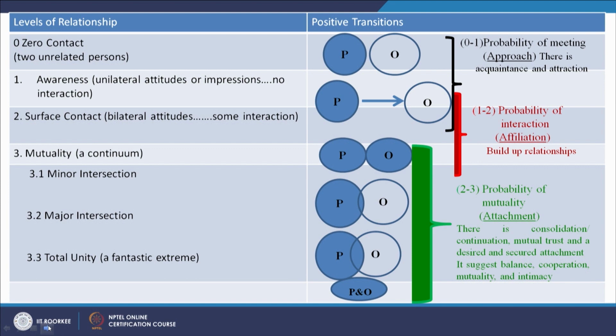But when they come into interaction with each other, they have an approach for how to interact and how to exchange information with each other. So, from a zero contact where two people are unrelated, there is a probability that the two people will approach each other and there will be a kind of awareness in that environment, and that awareness will lead to acquaintance and attraction. Now, this awareness is that there is some level of similarity in the attitudes, and they form impressions about each other that fit in each other's model.